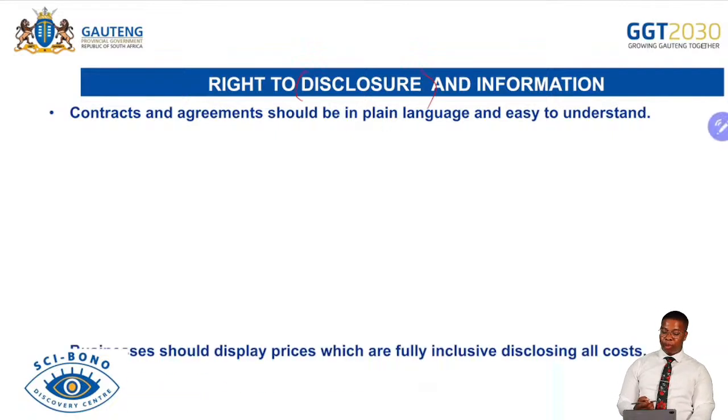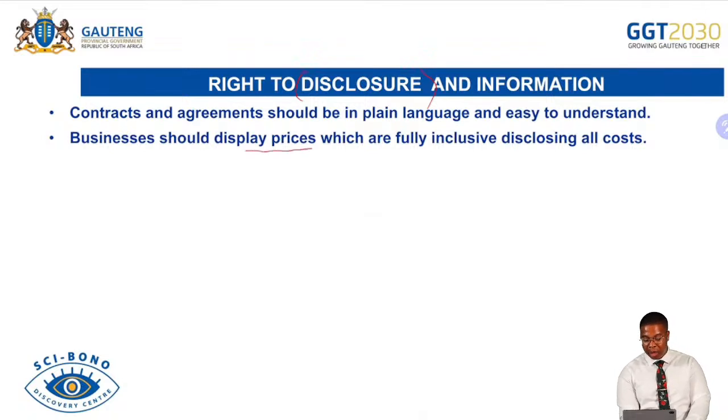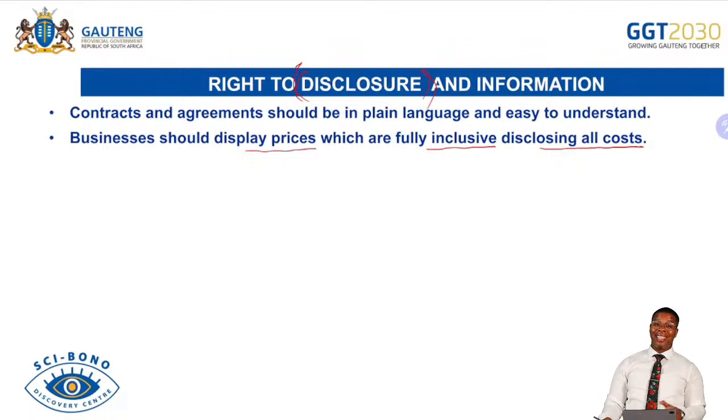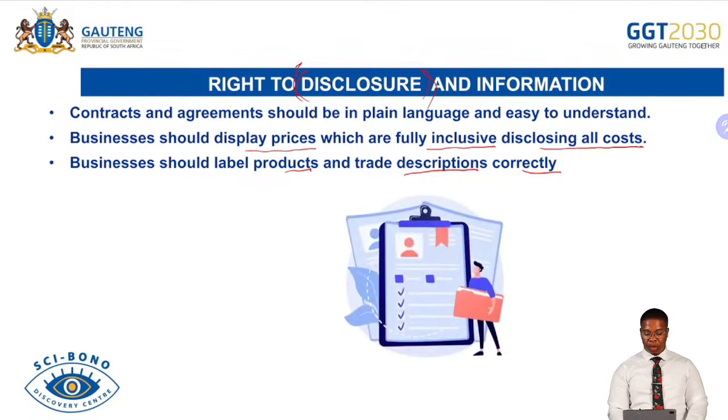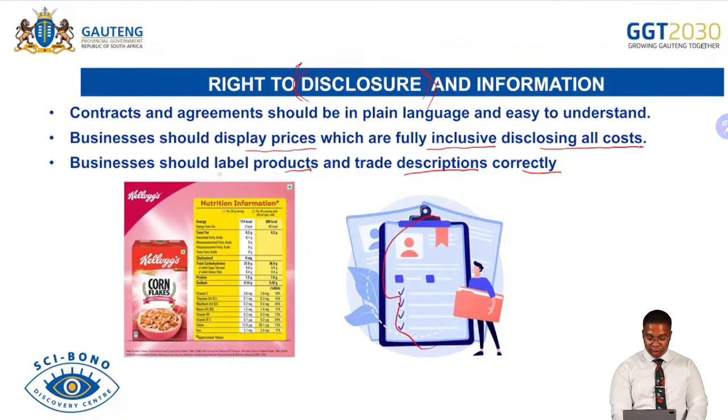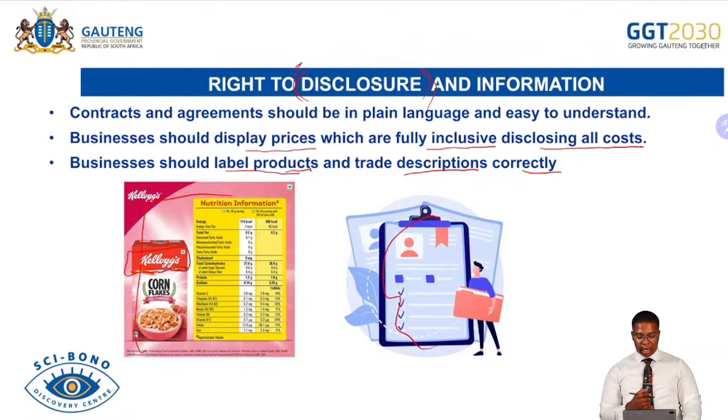Then when you look into information again, it can say the business should display prices which are fully inclusive, disclosing all the cost. Disclosure of everything, inclusive of everything. That should be clear to say this excludes what, this includes what. Then, as we proceed, businesses should label products and trade descriptions correctly according to the information that is there. So the contracts have to be clear, and the information about the product should be clear, and the brands should be clearly indicated. The labels of the products should be clearly indicated as well.